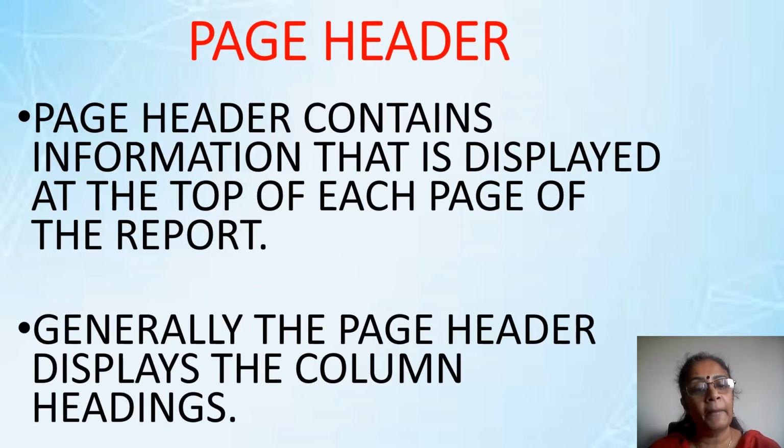The next is the page header, which is displayed at the top of each page of the report. Generally, the page header is the column headings of the table, whatever the field names are. Suppose there are 10 pages in my report, then all 10 pages will contain this page header, so that people know the headings of every field.